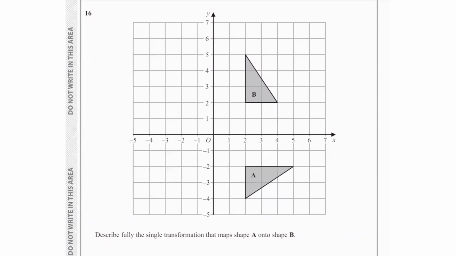Question 16 says describe fully the single transformation that maps shape A onto shape B. As you can see, we're going in the anti-clockwise direction, and it's a rotation, because if it was a reflection, the direction of the shape would be the same, like it would just be reflected in a mirror line. And it's not an enlargement because the size of the shape is exactly the same. So it's a rotation in the anti-clockwise direction.